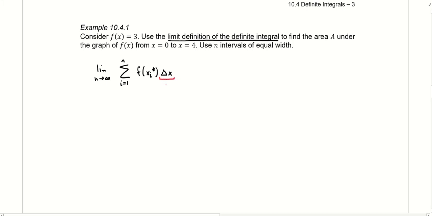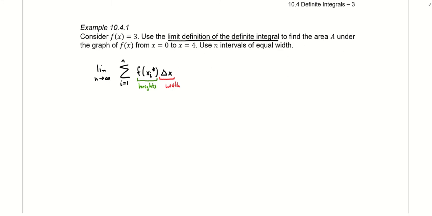So this is, just like we were seeing in the previous set of notes, the definition of our Riemann sum. It's the sum of our rectangle's widths times their heights. In other words, it's the sum of our rectangle's areas.